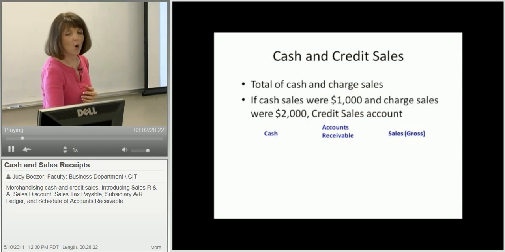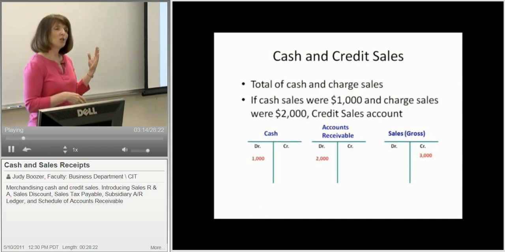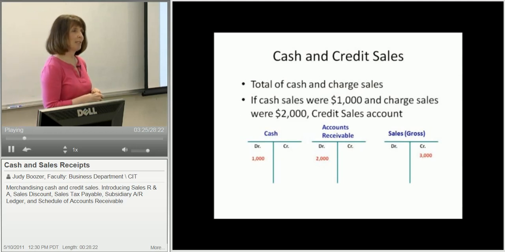Good. $1,000 to cash and $2,000 to accounts receivable. Make sense? Are our debits equaling our credits? Yes. If you add up both debits, they equal the one credit to sales. So it does matter the method of payment for recording these transactions.